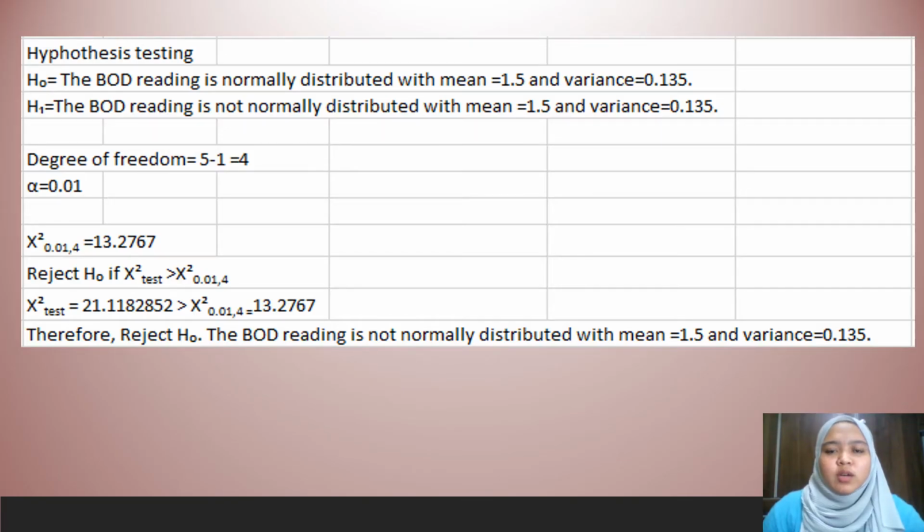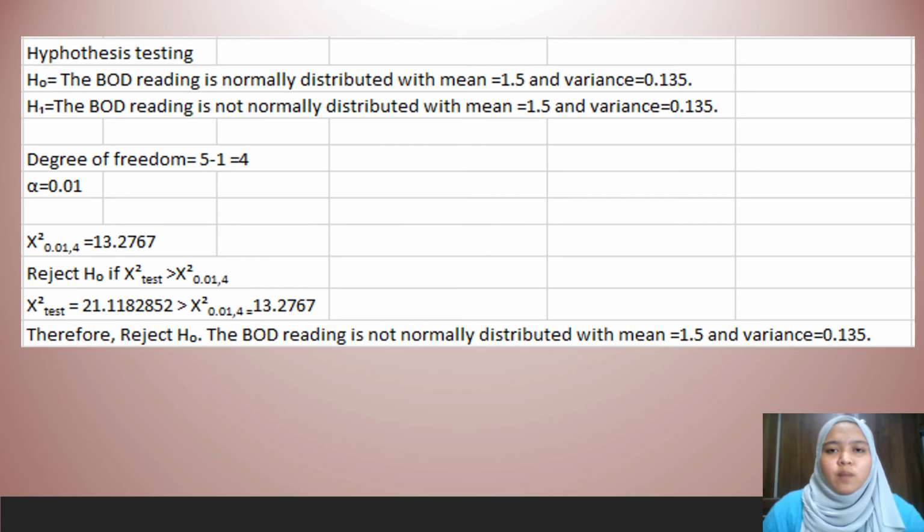Now we do the hypothesis testing, which is H0: the BOD reading is normally distributed with mean equal to 1.5 and variance equal to 0.135. Meanwhile, H1: the BOD reading is not normally distributed with mean 1.5 and variance equal to 0.135. Now we calculate the degrees of freedom that we got from the expected outcome 2, which is only 5 data left, and we minus 1, we got 4.